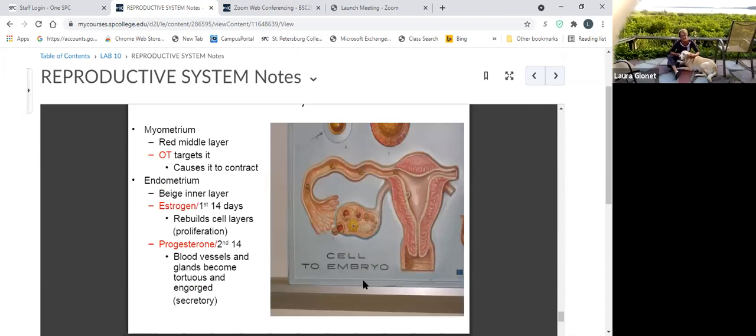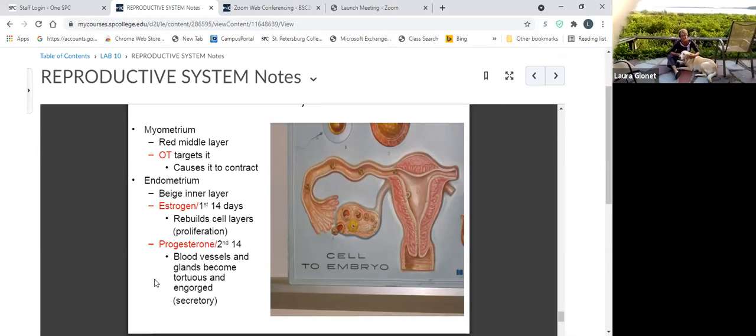Here's another one. We're going to look at this more next week. This shows you the ovary and the different phases of oogenesis. You can't quite see the numbers on this, but the myometrium is the red middle layer of the uterus. Oxytocin targets it and causes it to contract. And then the endometrium is that beige inner layer. You see that little knob there? That represents an embryo trying to implant.